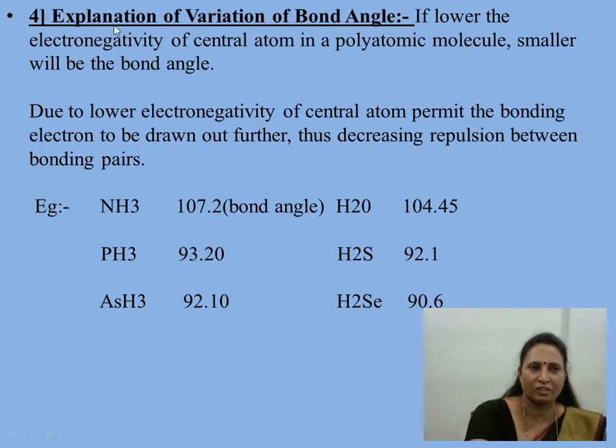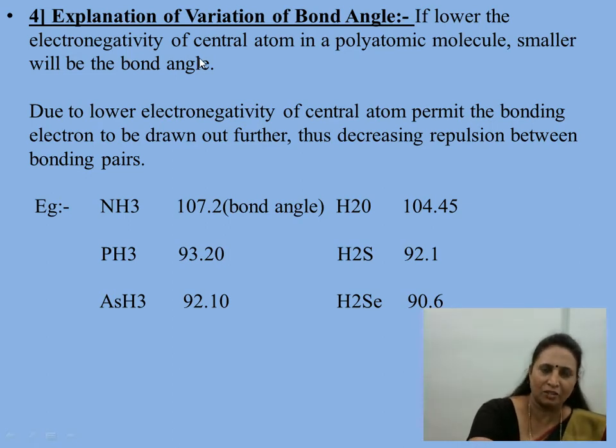Now, the fourth application is that electronegativity can explain the variation of bond angle. If we consider the electronegativity of the central atom in a polyatomic molecule, that means more than two atoms are present, that is called a polyatomic molecule.